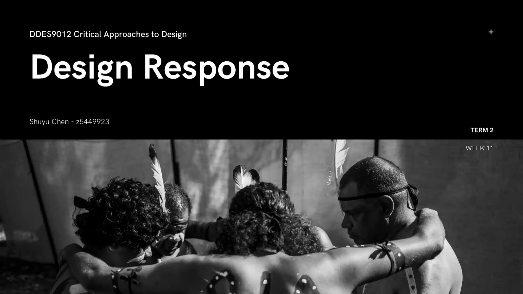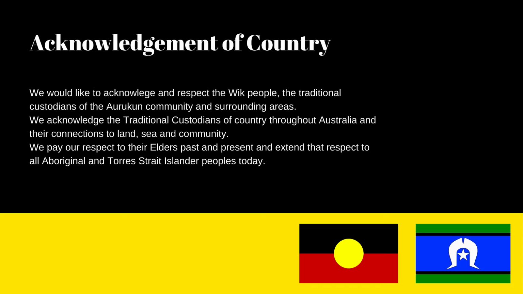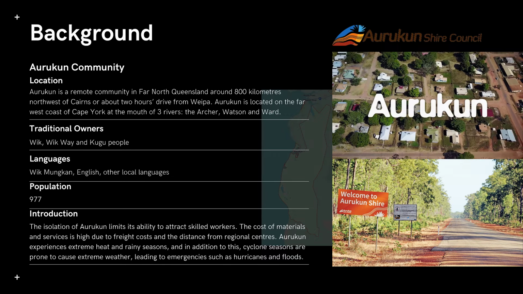Hi everyone, this is my presentation on design responses for the Orokin community. First, we would like to acknowledge and respect the Wik people, the traditional custodians of the Orokin community and the surrounding areas. Orokin is a remote community in far north Queensland with the traditional owners being the Wik-Wik and Kuku peoples. Orokin experiences extreme heat and rainy seasons.